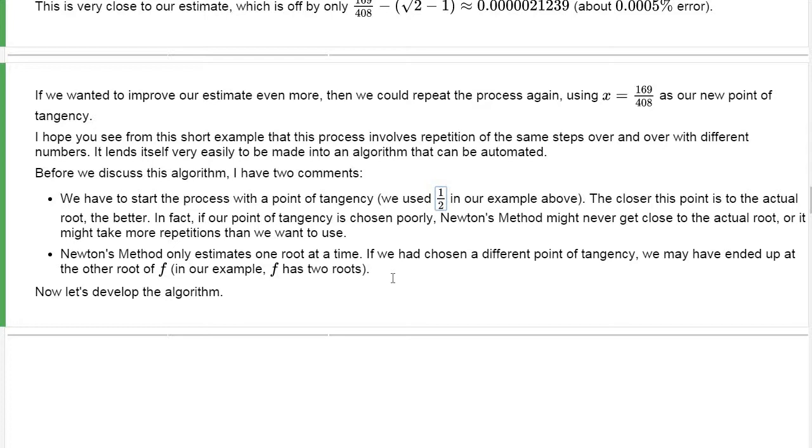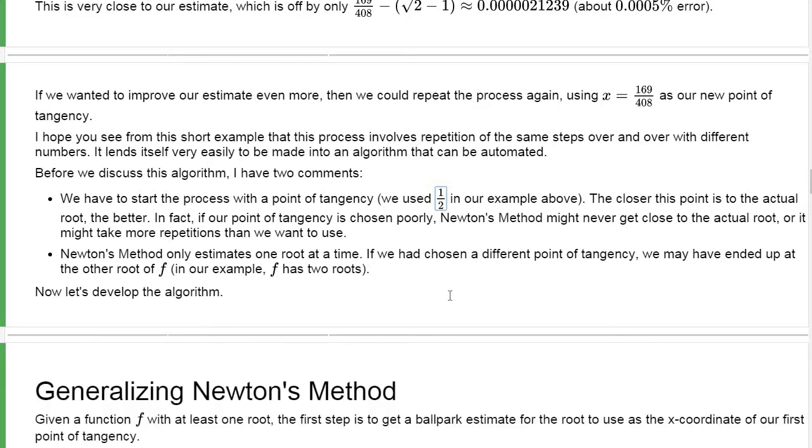Also, Newton's method only estimates one root at a time. So if you choose a different point of tangency, you might end up at a different root. In the example we just did, the function had 2 roots. One was a negative 2.5, and one was the positive 0.5. So if we chose a point of tangency with, say, x equals -2, we probably would have found that other root. And if you want to find all the roots, then you have to repeat Newton's method for every single root there is. It only does one at a time.